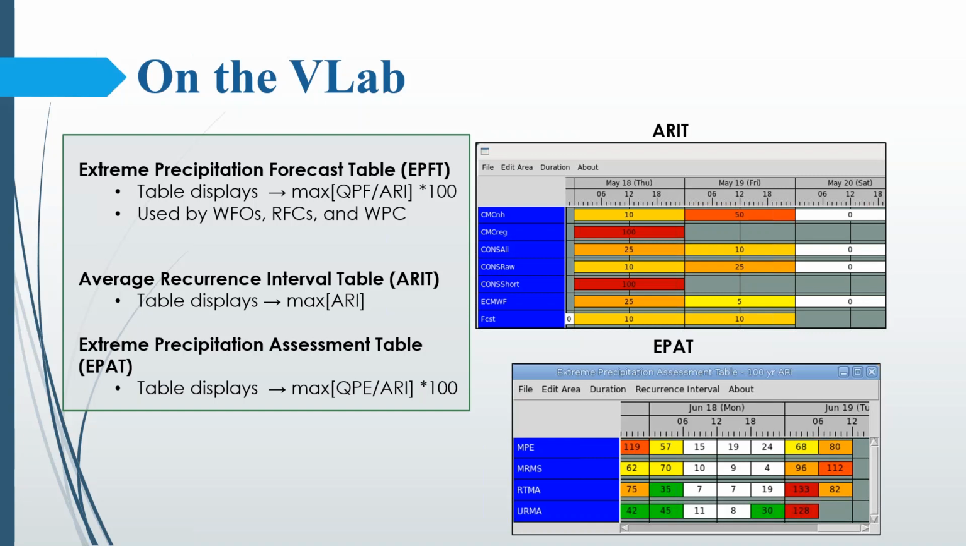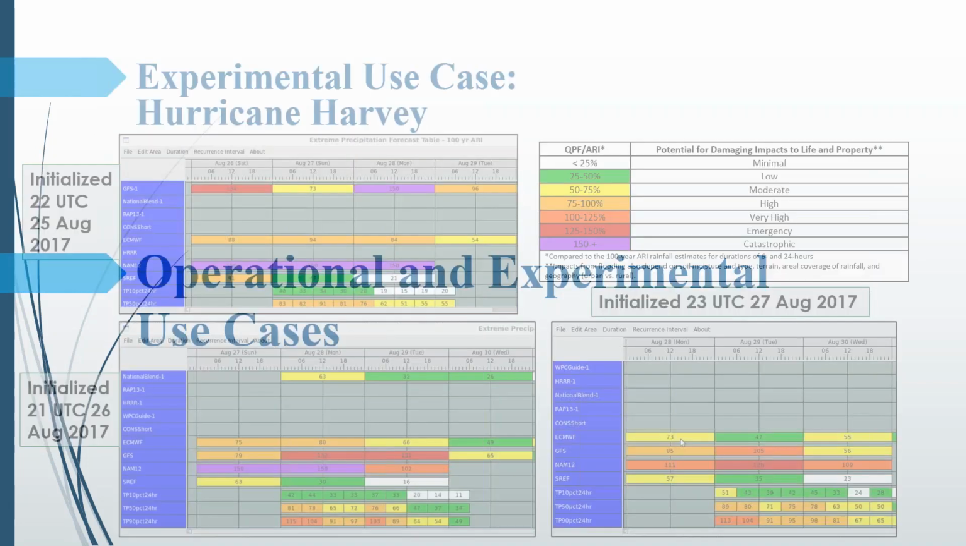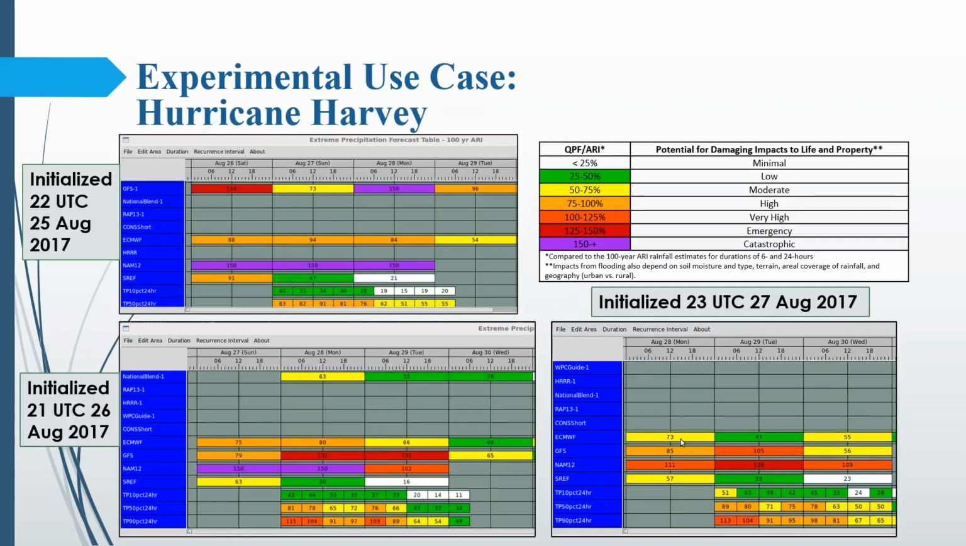And then also to complement the EPFT, we have the EPAT, the Extreme Precipitation Assessment Table, which compares observed precipitation, or QPE, to average recurrence intervals to tell you when an observed storm had exceeded some climatologically significant threshold. So now I'm just going to go through a few cases. One is an experimental use case, and one is an operational use case that I collected over the last few years. And the experimental use case is from Hurricane Harvey.